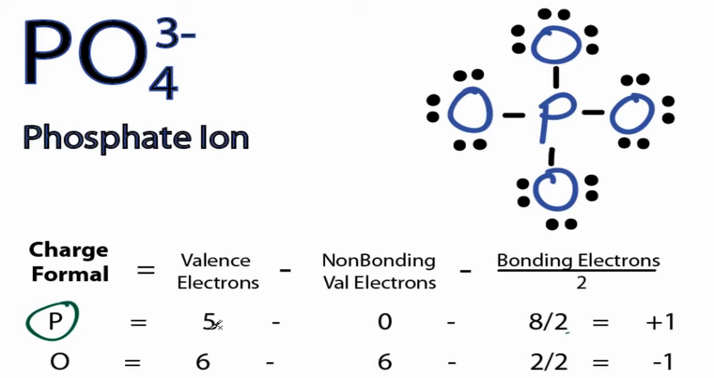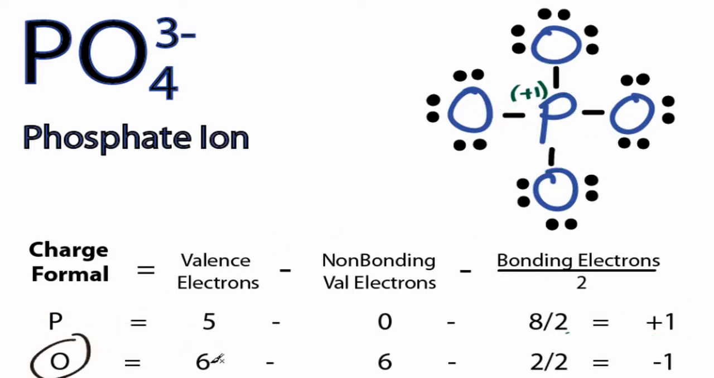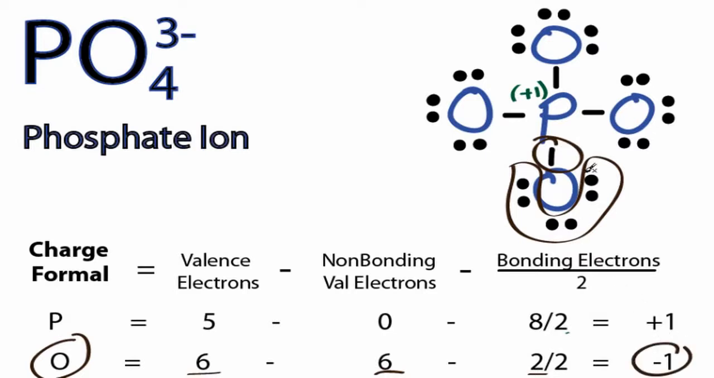For the phosphorus on the periodic table, it has 5 valence electrons. All of these right here are involved in bonds. So we have 0 non-bonding, but we have 2, 4, 6, 8 bonding. We'll divide that by 2. That gives us a +1 formal charge for phosphorus. For oxygen on the periodic table, 6 valence electrons. Each oxygen has 6 of these non-bonding valence electrons, and then 2 bonding, which we divide by 2. 6 minus 6 minus 1 gives us -1 as the formal charge on the oxygen, and they're all the same.